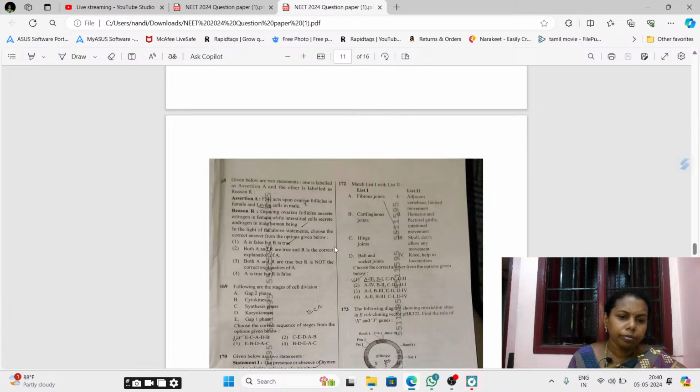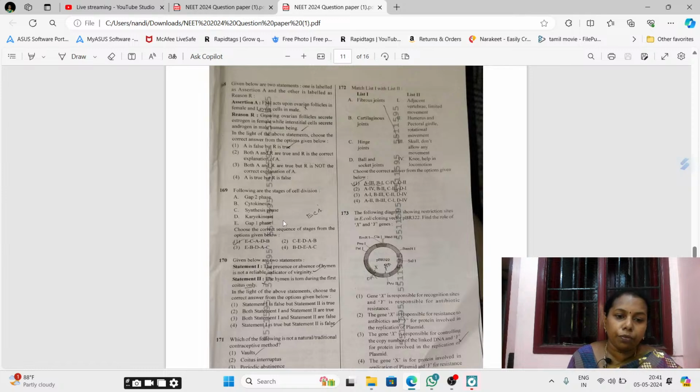168. FSH acts on ovarian follicle in female and Leydig cells in male. So Leydig cell in male is wrong. So assertion is wrong. Growing ovarian follicles secrete estrogen in female while interstitial secrete androgen in male. Yes, of course, this is correct. So assertion is false, reason is correct. Option A.